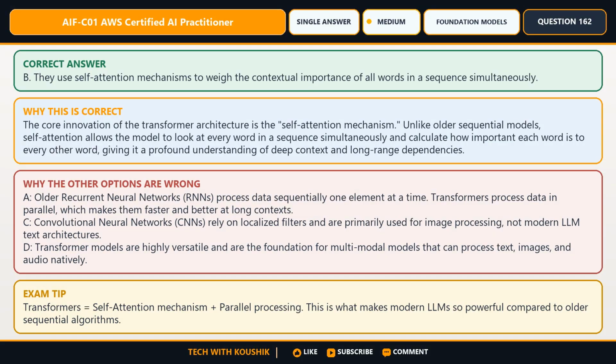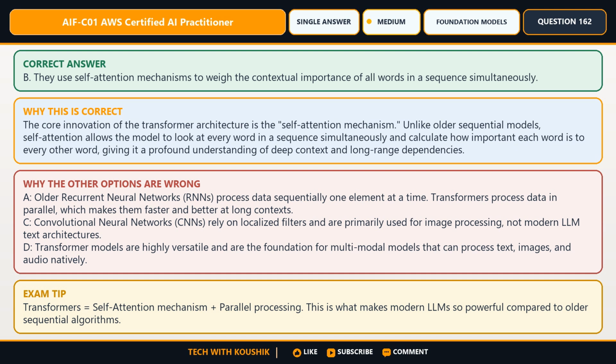The correct choice is B. They use self-attention mechanisms to weigh the contextual importance of all words in a sequence simultaneously. The core innovation of the transformer architecture is the self-attention mechanism. Unlike older sequential models, self-attention allows the model to look at every word in a sequence simultaneously and calculate how important each word is to every other word, giving it a profound understanding of deep context and long-range dependencies.